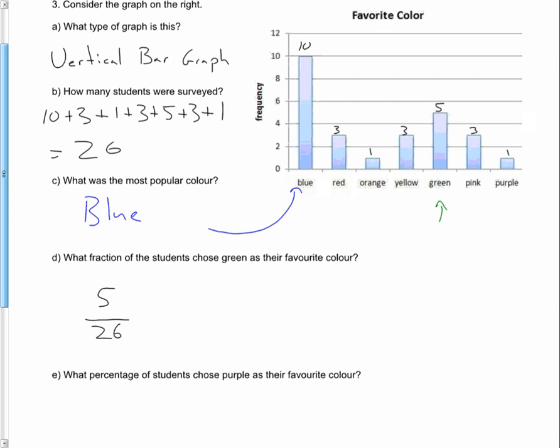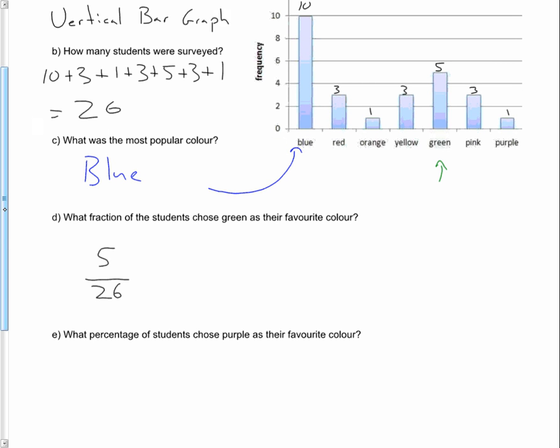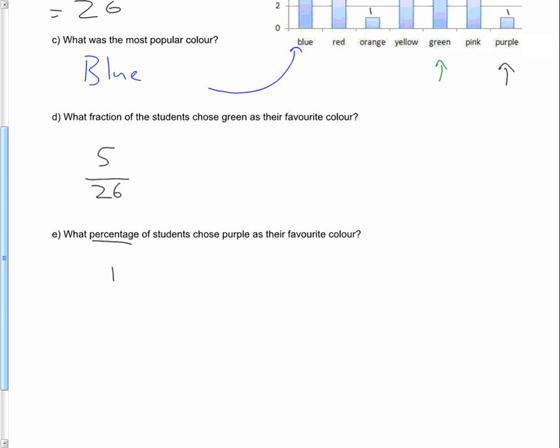So if we look through, for question E, it says what percentage of students chose purple as their favorite color? Well, if we look at purple, purple's right over here on the far right of the graph. Only 1 person said that they like purple, and we want to figure out what percentage of students chose purple. So 1 person liked purple out of a total of 26. So we're going to take this and convert it into a decimal, and then convert it into a percentage. So again, in order to go from a fraction into a decimal, we have to divide the top number by the bottom number. So we're going to do 1 divided by 26.